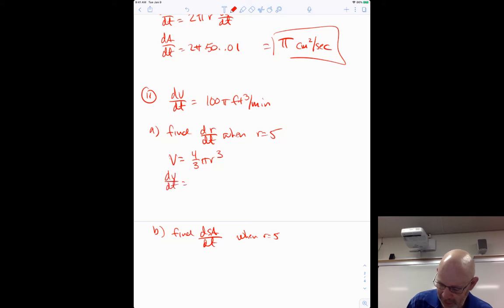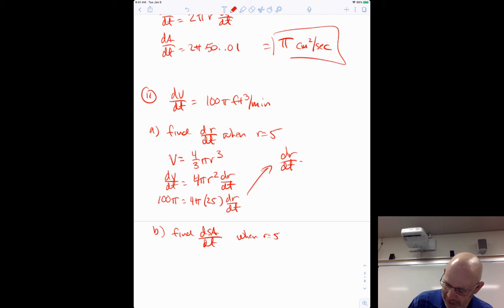dV/dt equals, we'll drop that 3, it's a power rule, so we're going to get 4 pi r squared dR/dt. The question is find dR/dt when r is 5, but we also know dV/dt is 100 pi. So this is 100 pi equals 4 pi, my r is 5, so this is 25 dR/dt. We're going to go dR/dt equals 100 pi divided by 25 pi. Look at that. We're going to check that answer again. Always a little weird. But we got 1, and this is the radius changing, so 1 foot per minute because it's linear.